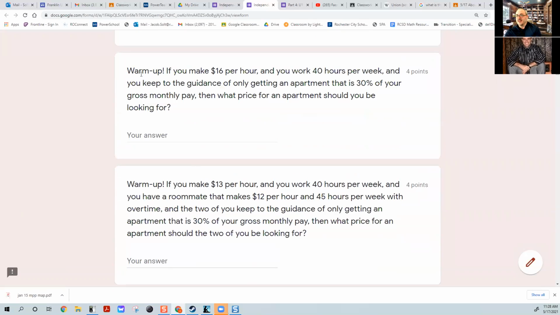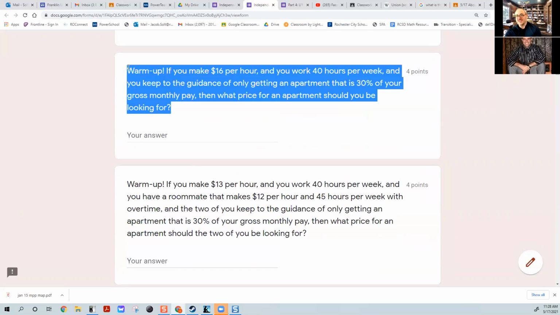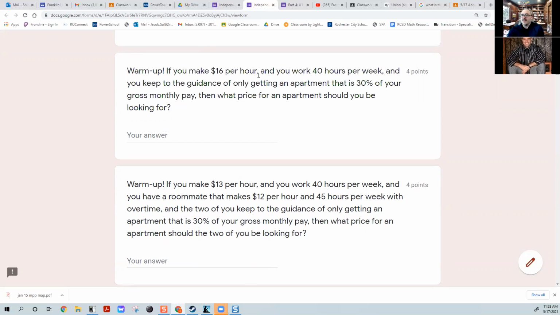All right, a little warm up here. Apologize for these warm-ups. I know I was not going to give you too many problems here, but let's try this one. Warm up. If you make $16 per hour and you work 40 hours per week, and you keep to the guidance of only getting an apartment that is 30% of your gross monthly pay, then what price for an apartment should you be looking for? Let me give you a minute to check that out.